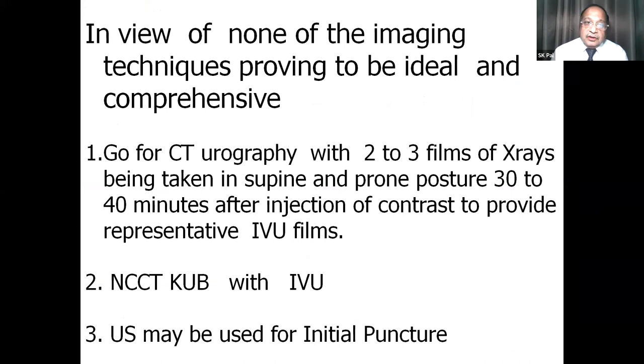If the finances are not the issue, and the renal parameters are within normal limits, you must go for a CT urography. But when the patient finishes CT urography in 15 or 20 minutes after contrast, before he is leaving the X-ray department, take at least 2 to 3 films of X-rays in prone and supine position. That will be true representative of IVU, and it will give you some additional information that you get through X-rays and through IVP films. Another option is to go for NCCT KUB with IVU, and ultrasound can only be used for initial puncture.